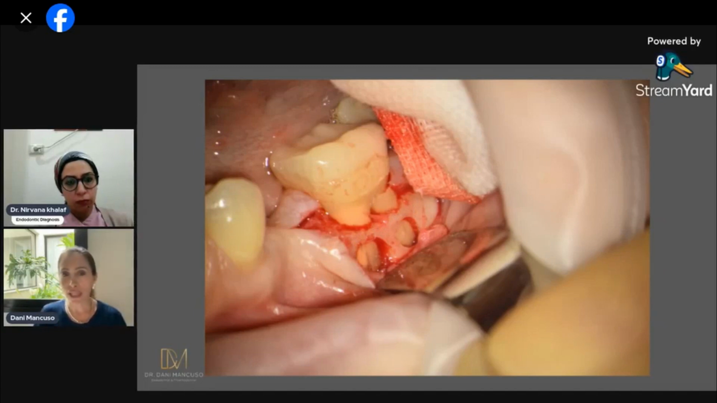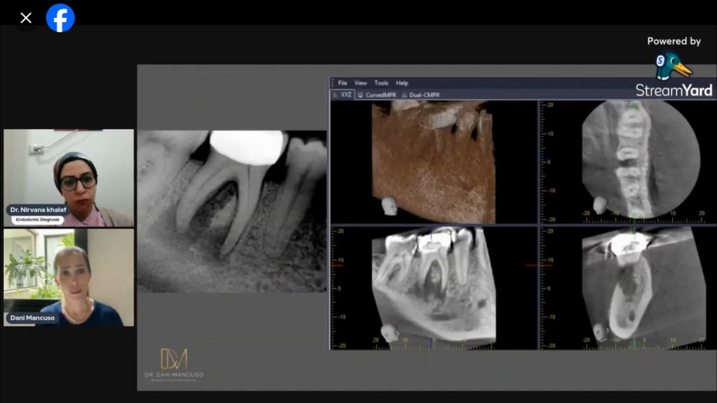So it was an interesting case. Could I have saved that tooth? Yes, I could, perhaps with extracting that root, but realistically, with that occlusion, I don't think this tooth would have been in her mouth for too long. What about this one?